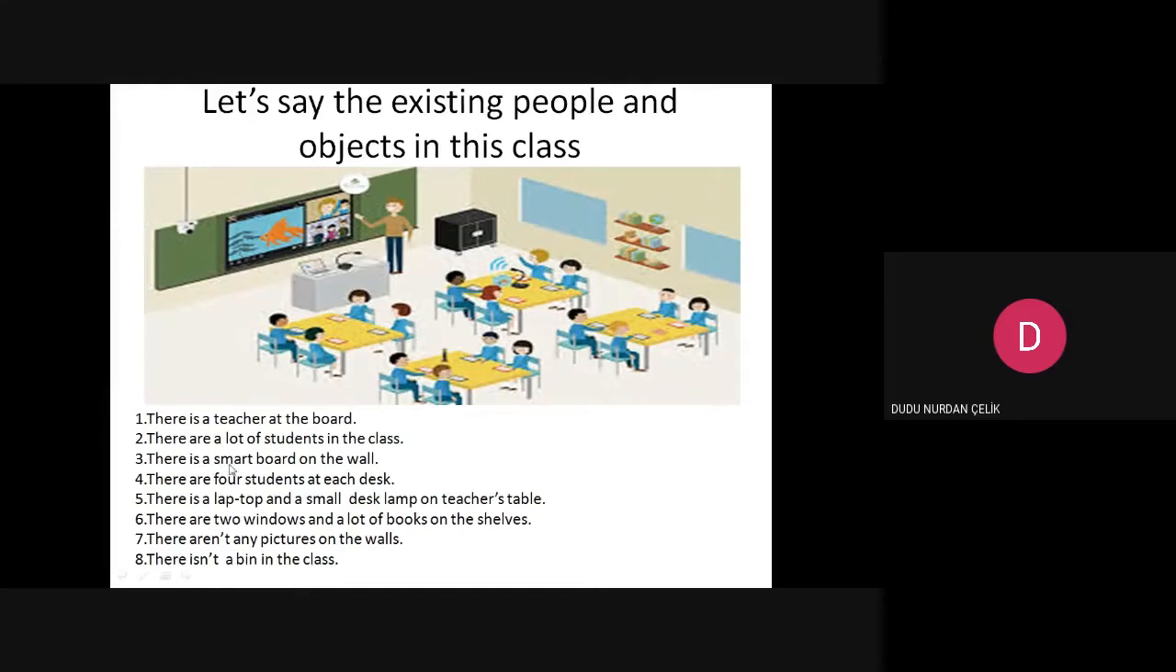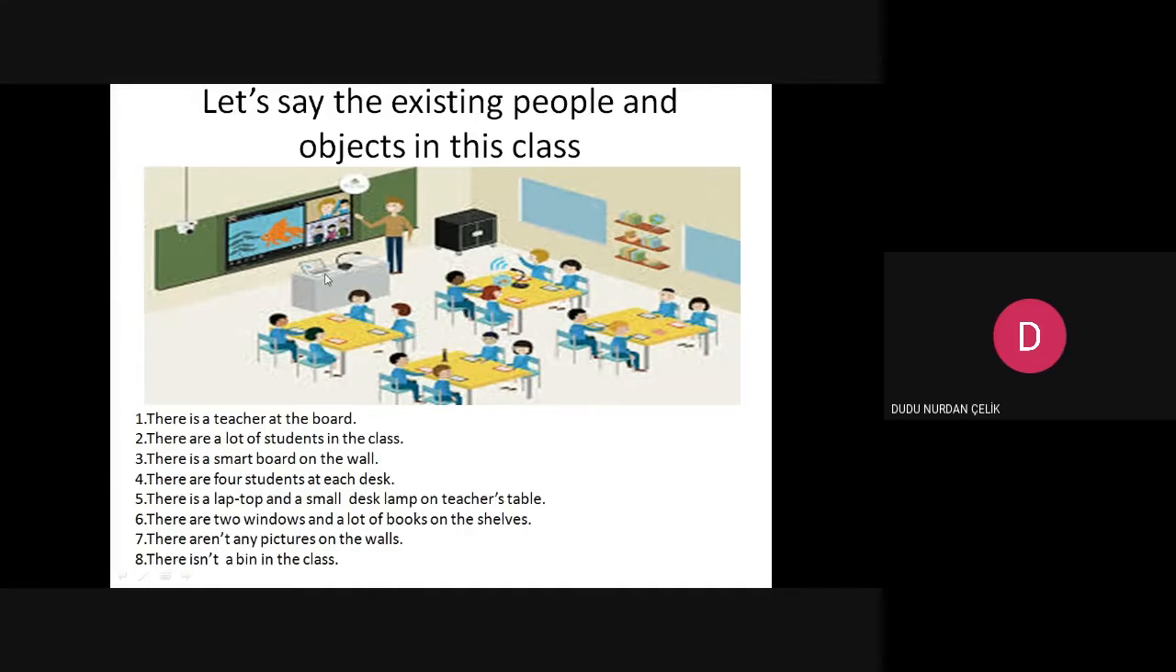There is a smart board on the wall. A smart board. The teacher is having a lesson on the smart board. So we can say there is a smart board on the wall. There are 4 students at each desk. 1, 2, 3, 4 desks, and in each desk 1, 2, 3, 4 students we can see. And we say there are 4 students at each desk.